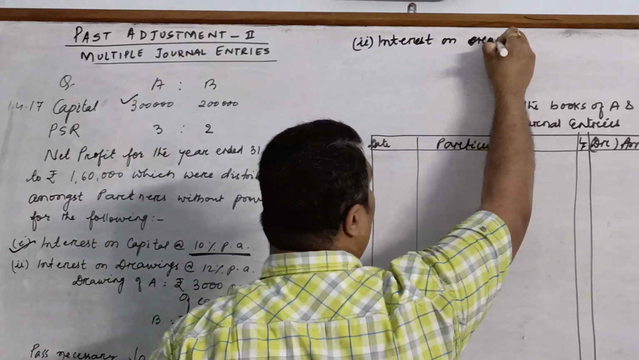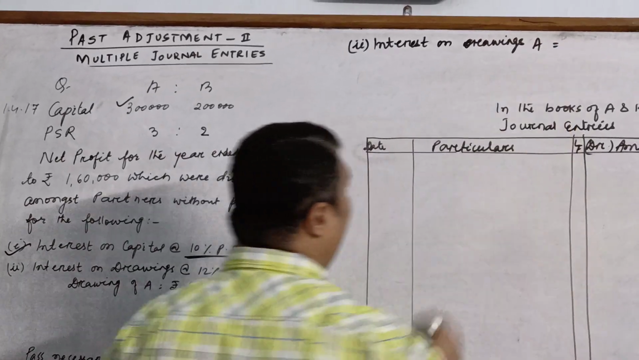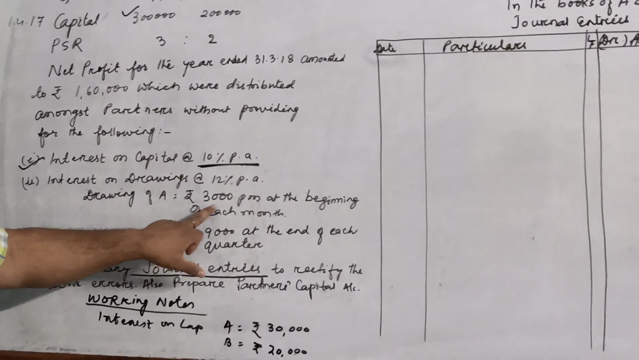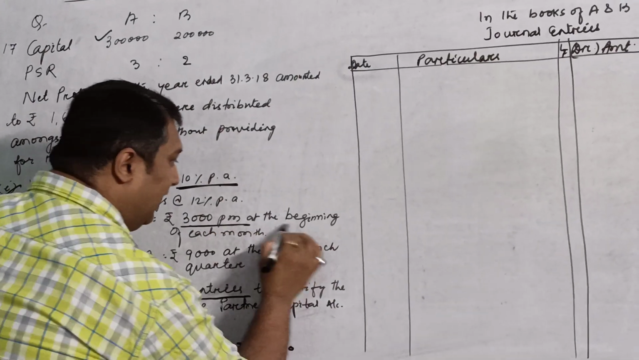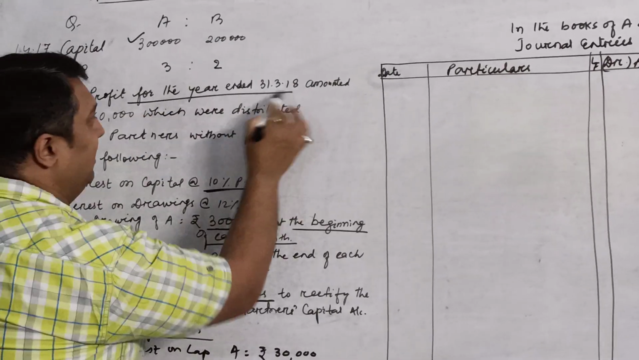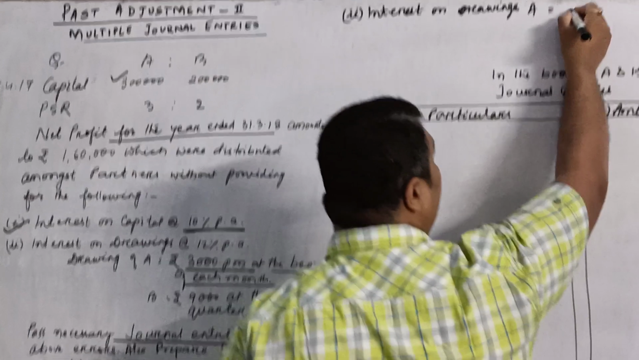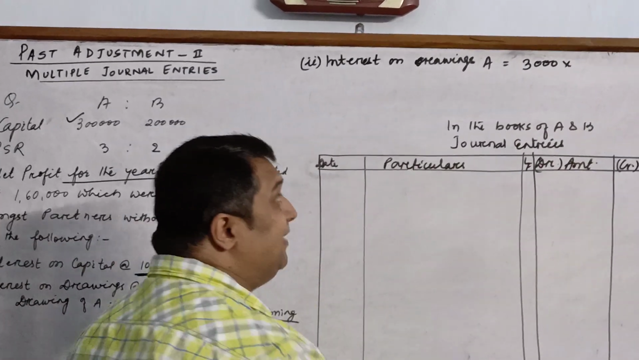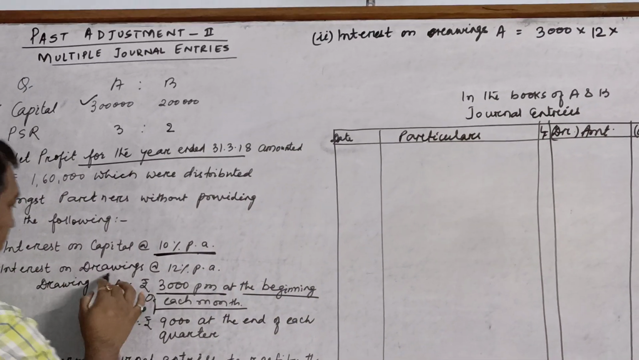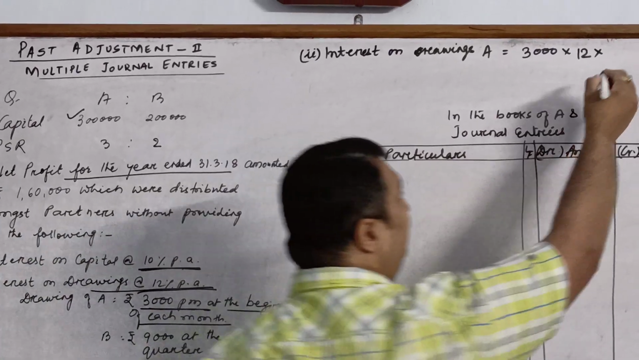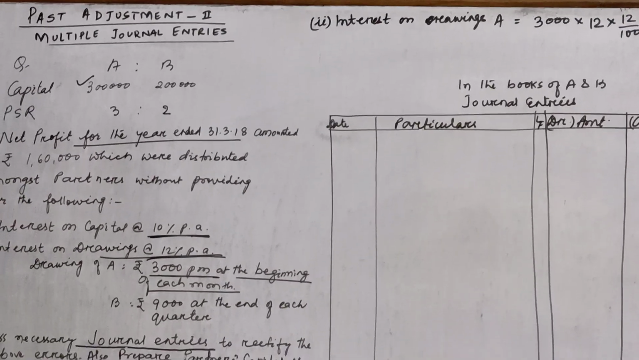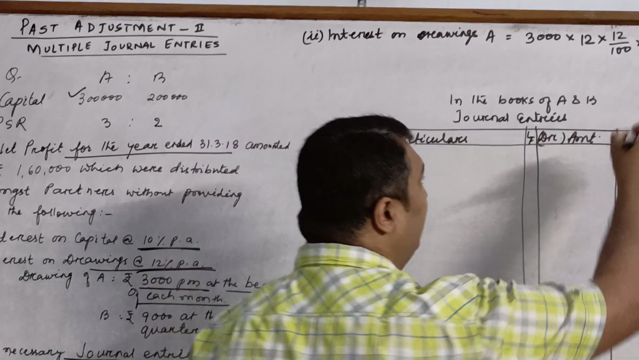Interest on drawings for A. The drawings say that A has withdrawn rupees 3,000 per month at the beginning of each month, and we are preparing the accounts for the year ended, meaning for the entire year. So 3,000 per month, for how many months will he draw? 12 months, into the rate of interest on drawings, which is 12% per annum, so 12 by 100. And now the average period for the beginning of each month is 6.5 by 12.